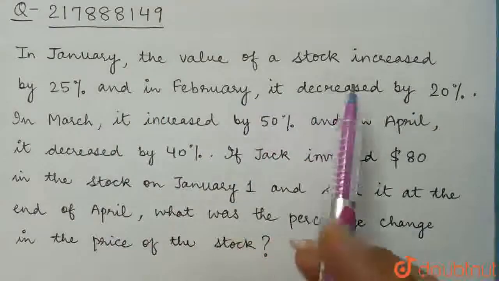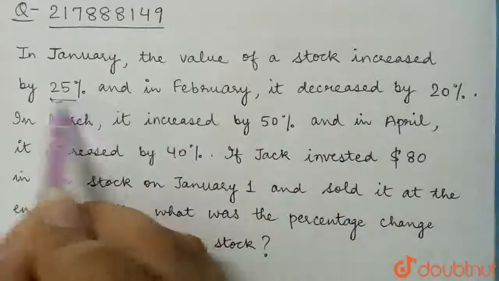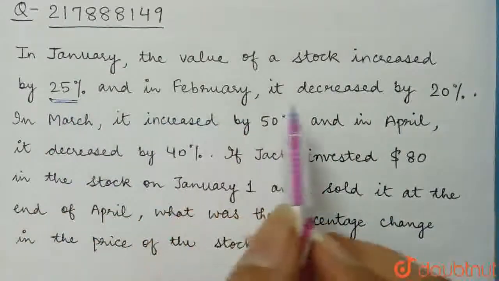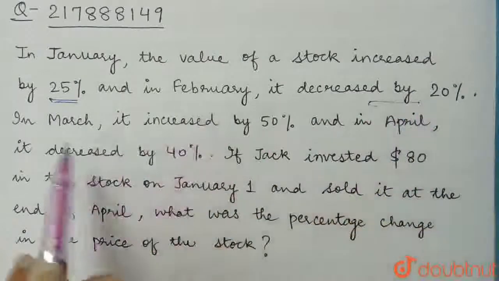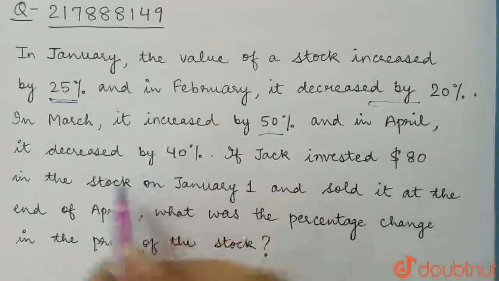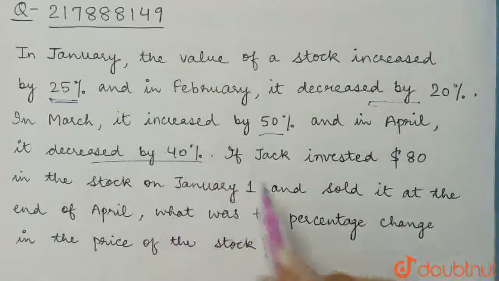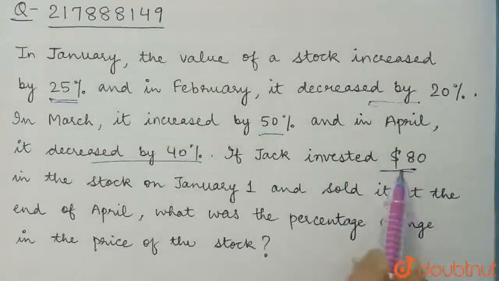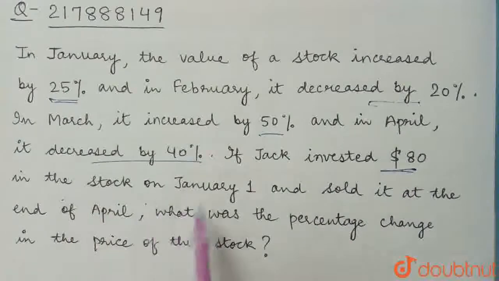Our question is, in January, the value of a stock increased by 25%. In February, it decreased by 20%. In March, it increased by 50%. And in April, it decreased by 40%. If Jack invested $80 in the stock on January 1st and sold it at the end of April, what was the percentage change in the price of the stock?